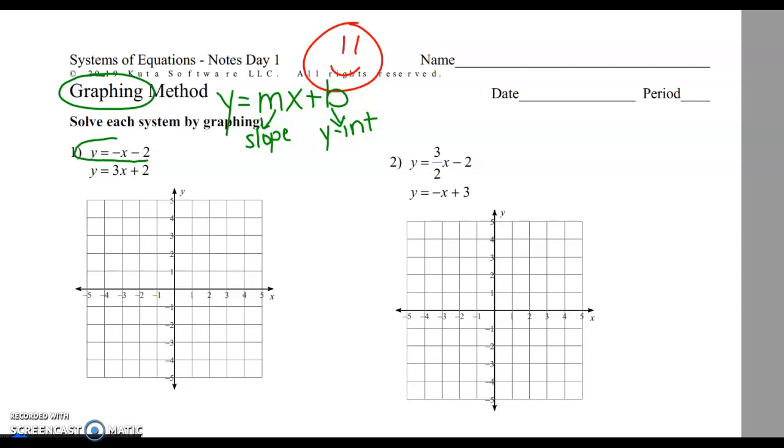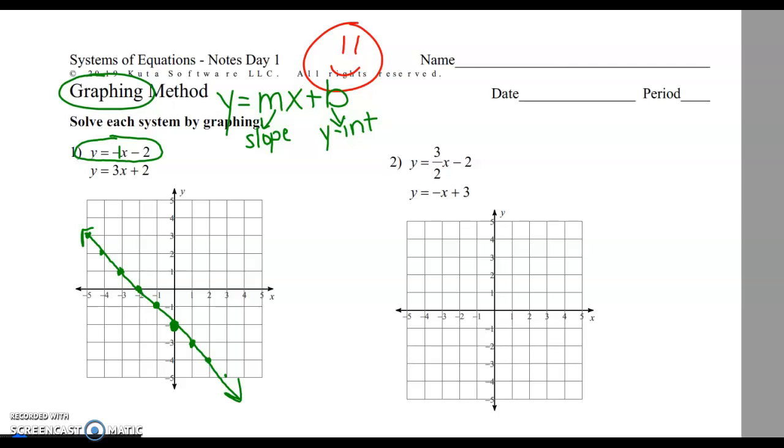So our first equation here, we can see I have the y-intercept of -2. So the first dot goes at -2. Slope is -1. So I can go up 1, left 1 to get points. And that's the same thing as going down 1, right 1 to get points. So this represents the first line. There's infinitely many points on this first line, the green line.